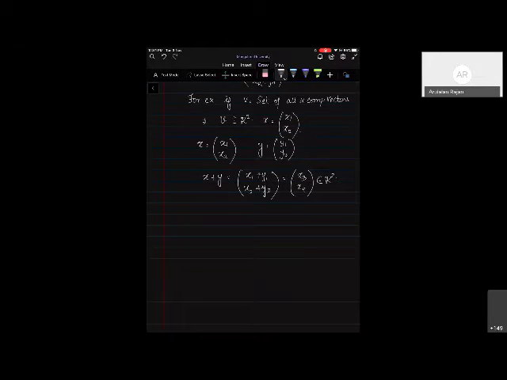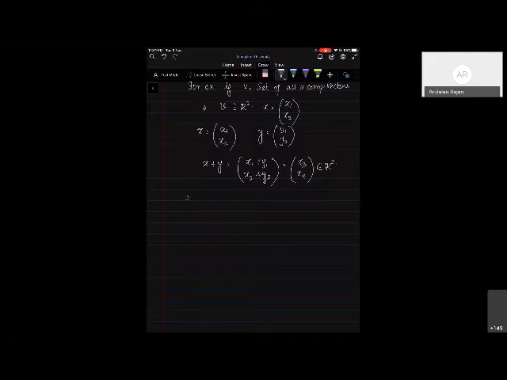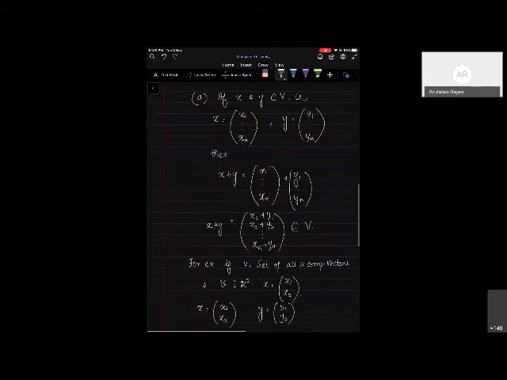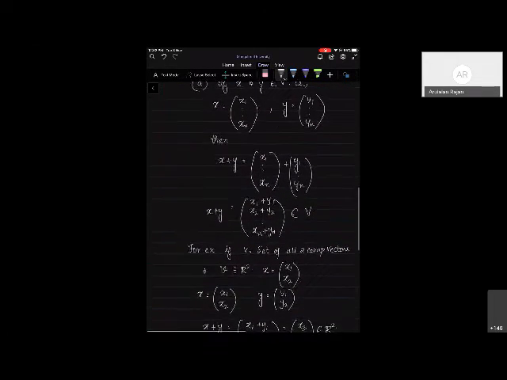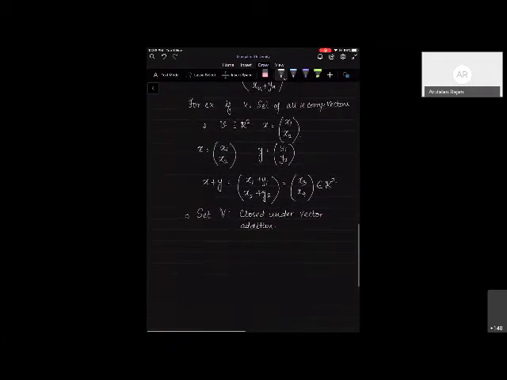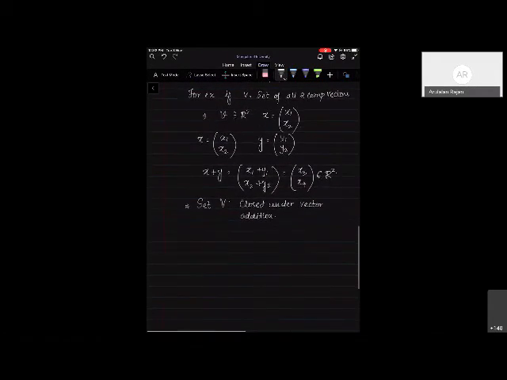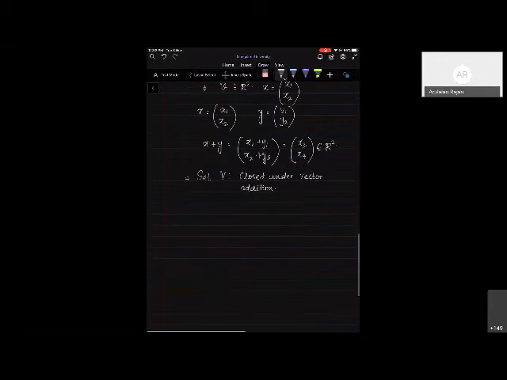Is this okay? That means what we are trying to say is that this set V is closed under vector addition. So the first property for this set V of vectors, or the collection V of vectors, is that if you take two elements from V and add them, the result stays in the set V. That's what we call closure under addition.